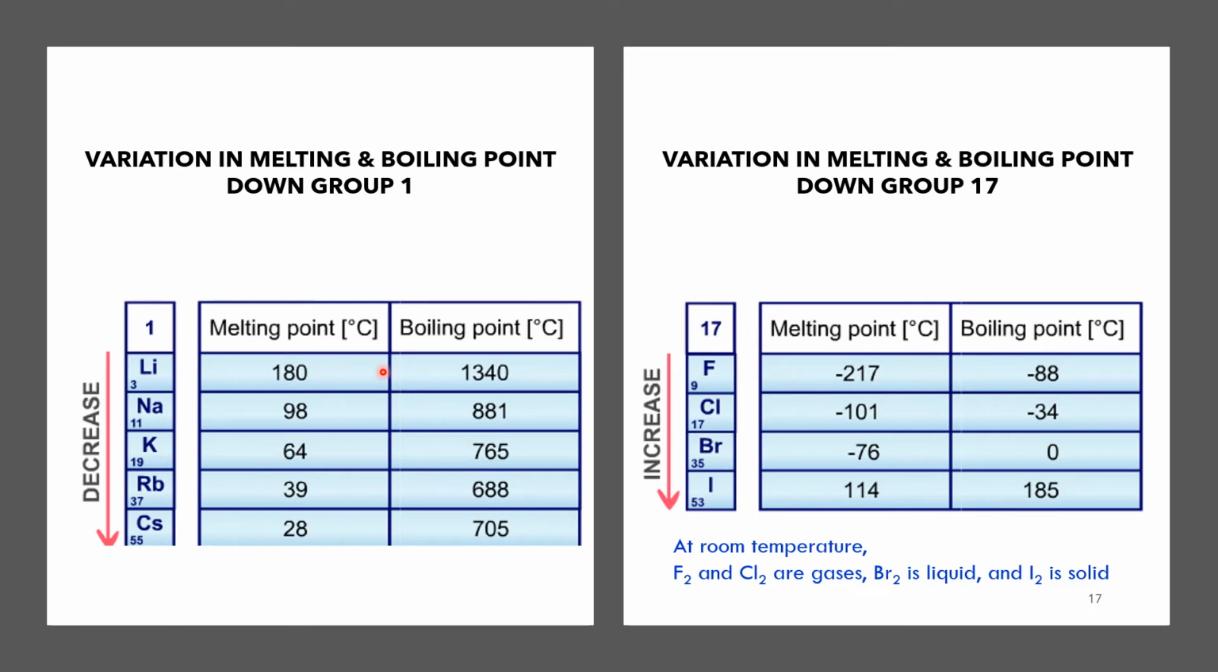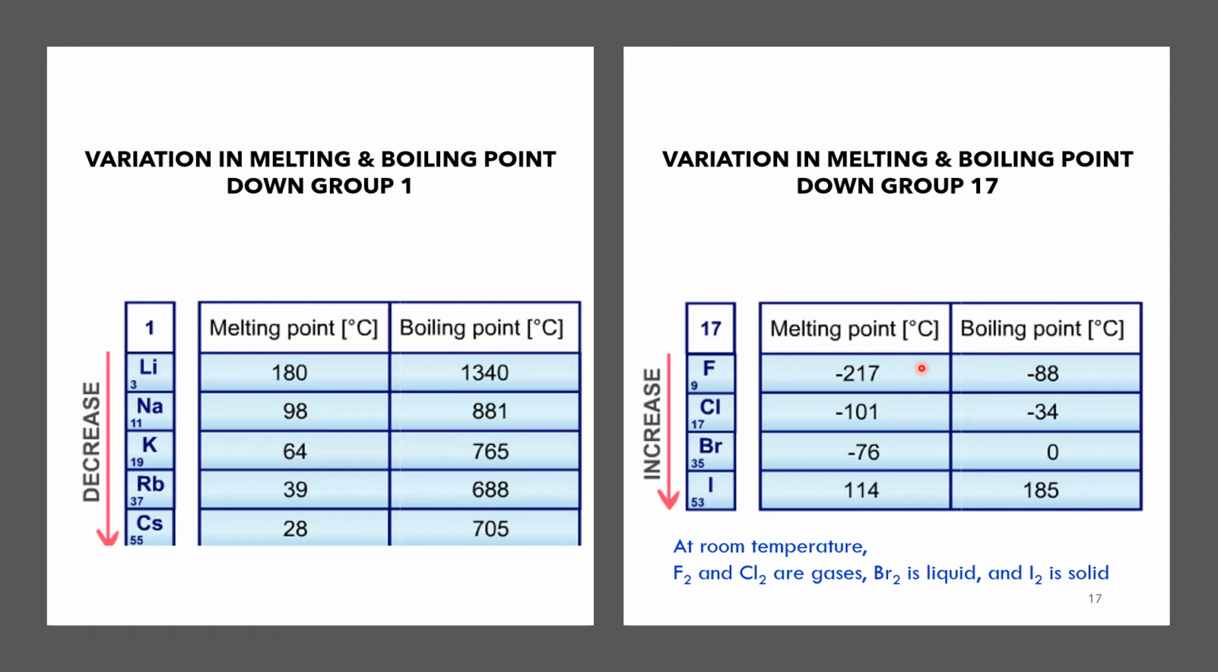So as we go down group 1, you can see here that the value of the melting point and boiling point will decrease. Okay, kenapa MP dan juga BP will decrease? Kerana these metals bila menuruni kumpulan, the metallic bonding is weaker. Okay, so weaker bonding akan gives lower boiling dan juga melting point.